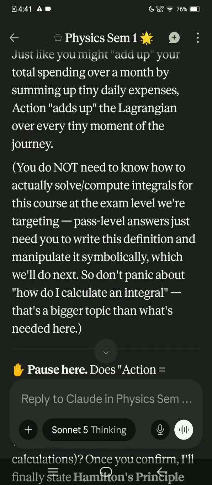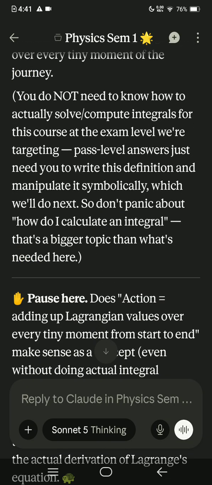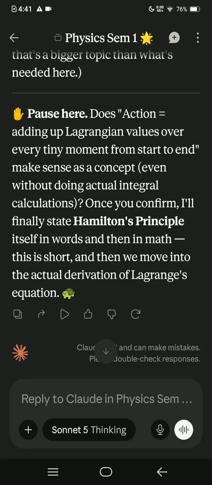You do not need to know how to actually solve or compute integrals for this course at the exam level we are targeting. Pass level answers just need you to write this definition and manipulate it symbolically, which we'll do next. So don't panic about how to calculate an integral. That's a bigger topic than what's needed here. Pause here. Does action equals adding up Lagrangian values over every time moment from start to end make sense as a concept, even without doing an actual integral calculation?